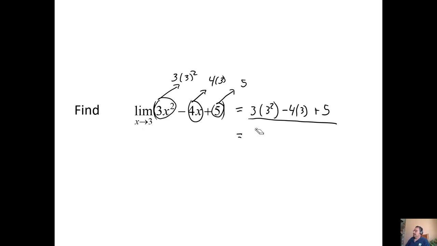So let's just do that. This is 27 minus 12 plus 5. Negative 12 plus 5 is negative 7. Negative 7 plus 27 is 20. Yep, here we go. And so we have this result.